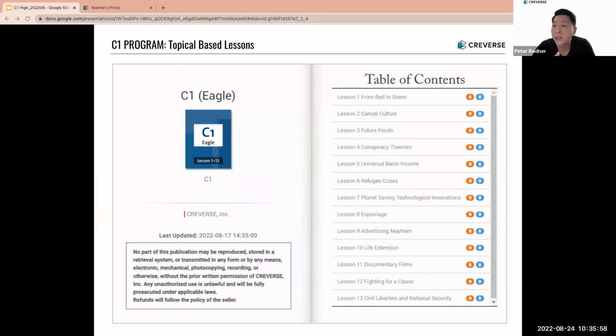That's really good, actually. I really like that everything is topical based. Obviously, some of the topics are really fun. Some of the topics are not going to be as good, but you still have something to work with, unlike the A2 where you had to have different ones. For example, here's the Eagle level. Some of the fun ones that I remember were future foods, as well as advertising mayhem. Those were some of the fun ones that they kept and we really liked.